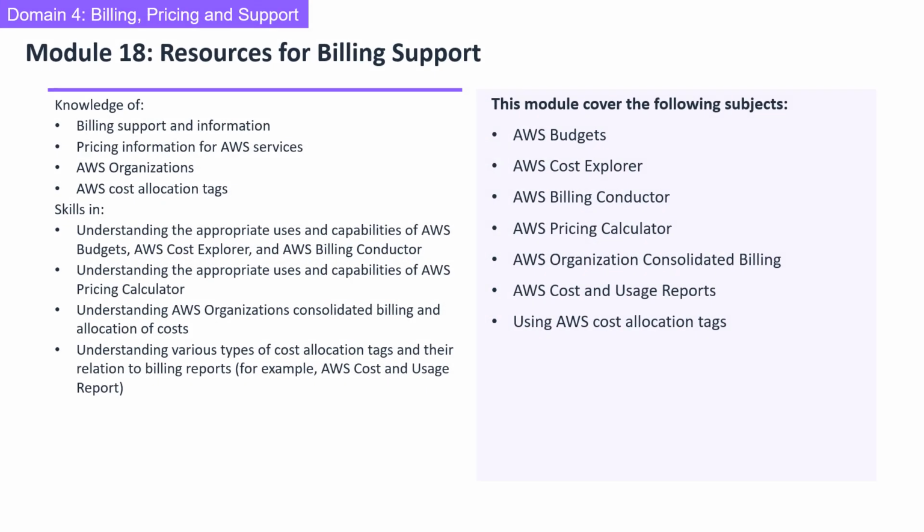Welcome to Module 18, Resources for Billing Support. In this module, we will cover the following subjects: AWS Budgets, AWS Cost Explorer, AWS Billing Conductor, AWS Pricing Calculator, AWS Organization Consolidated Billing, AWS Cost and Usage Reports, using AWS Cost Allocation Tags. Let's get started.